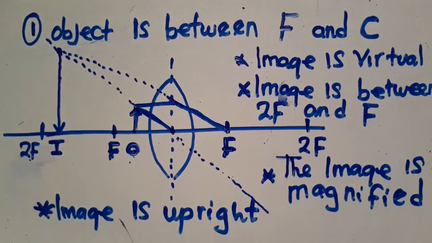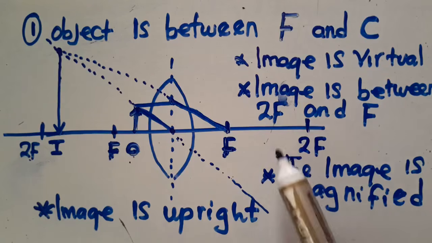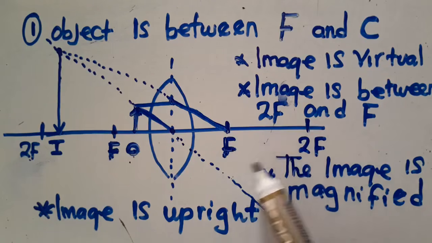So when an object is placed beyond the focal point of a convex lens, a real inverted image is formed on the opposite side. So when it is formed on the opposite side, we say that the image is inverted.